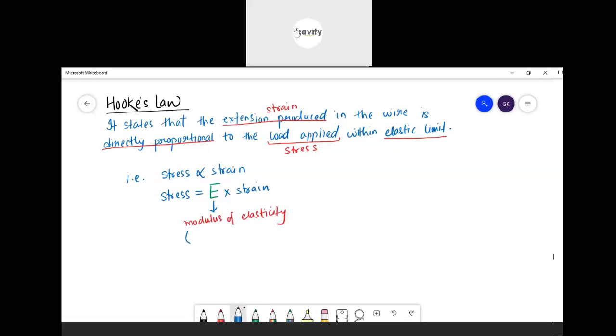It depends upon the material of the body. Every material has its fixed predefined modulus of elasticity, under which the stress and strain of that particular material are related.